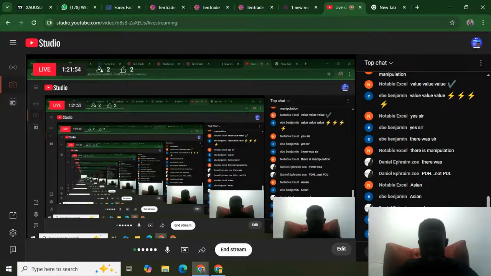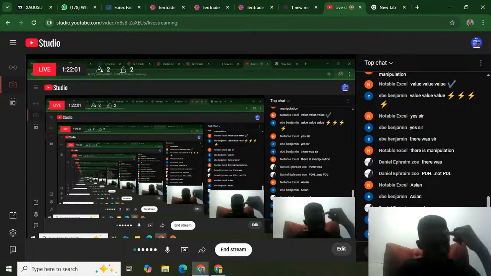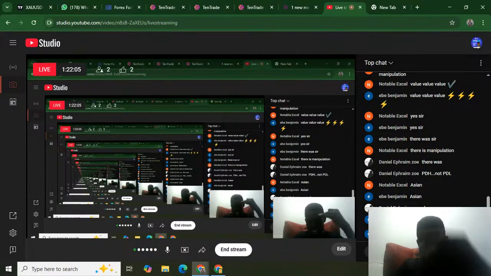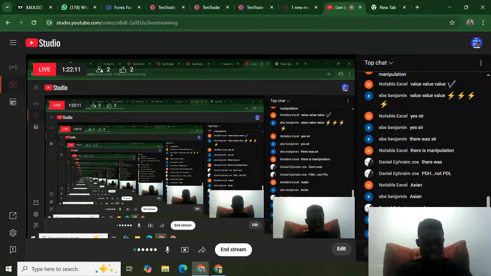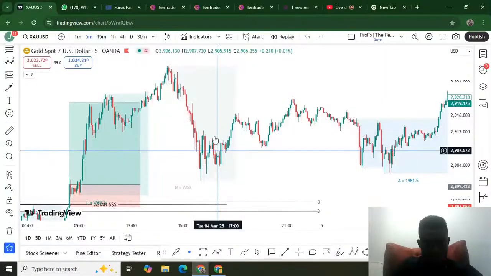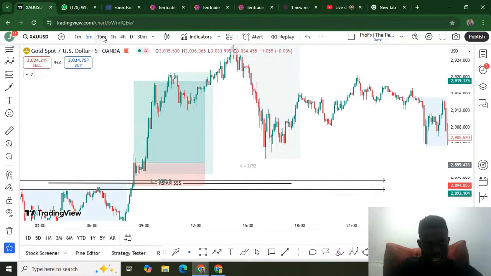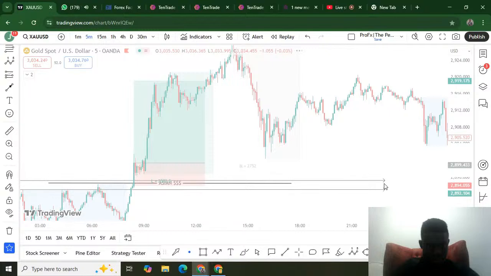Confirmation: session, candlestick, change of character. Session is for day traders. That means you want to ensure that you are buying or selling during the session, London or New York. So this is an example of bullish to bullish with manipulation.